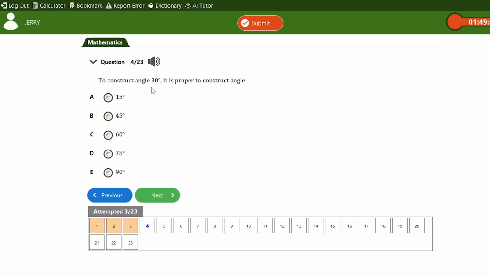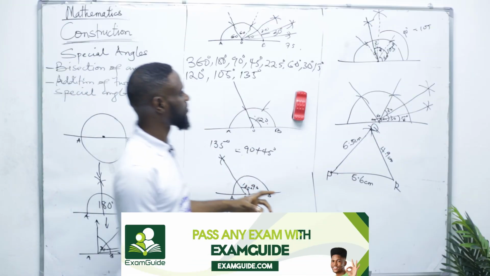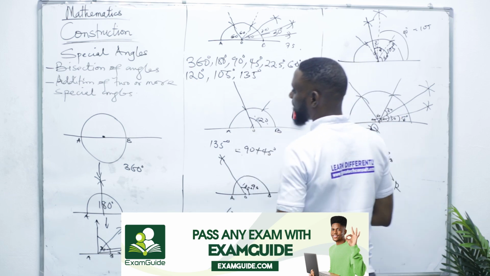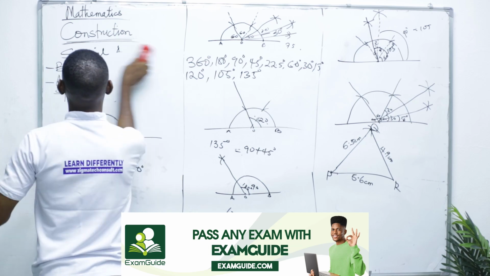To construct angle 30, it is proper to construct angle what? How do we get angle 30? From what do we get angle 30? Remember, we got angle 30. Look at even from here. Okay, let's not get it confused. Let me see if we can.